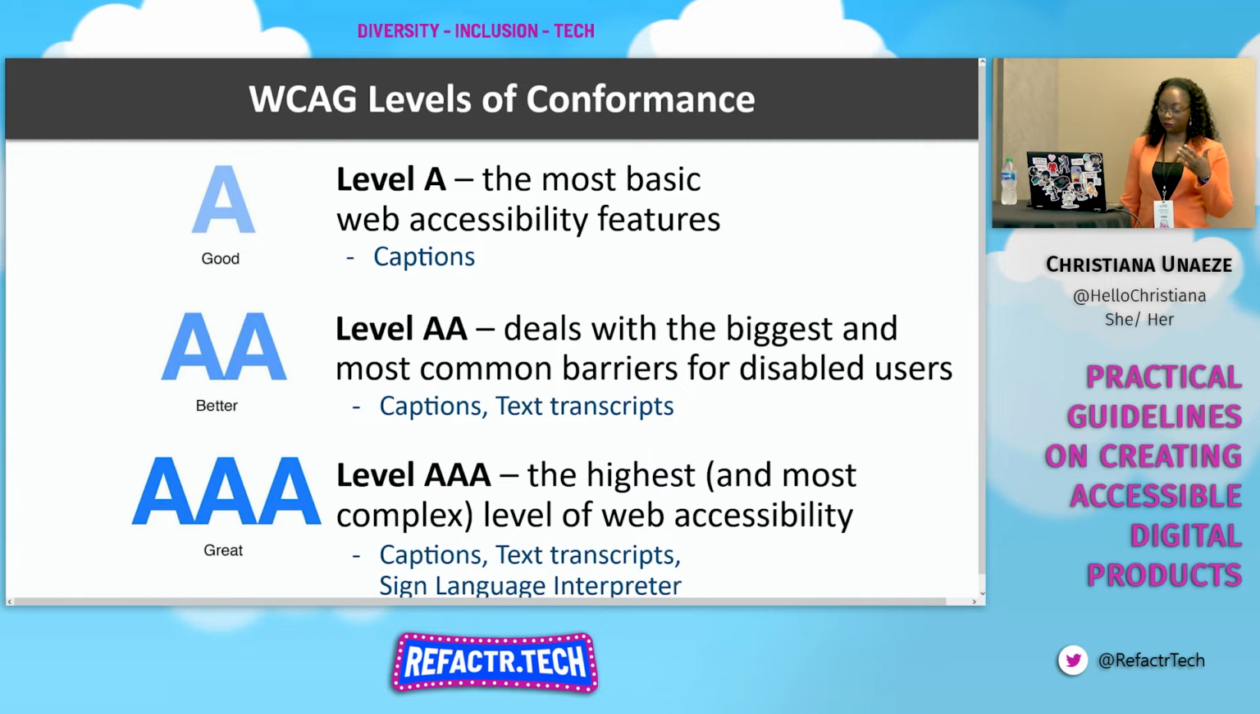And then level AAA is the highest and most complex level, which sometimes can be difficult to attain because it is the strictest level. So in a situation where you have video, this level will require you to have everything else like captions and transcript, and then have sign language interpretation as well. So as you can imagine, that can be difficult to attain in certain situations.